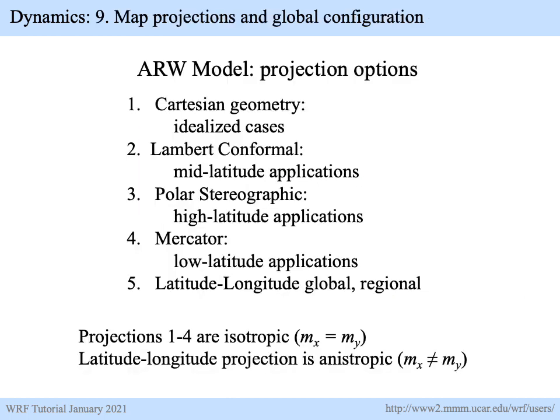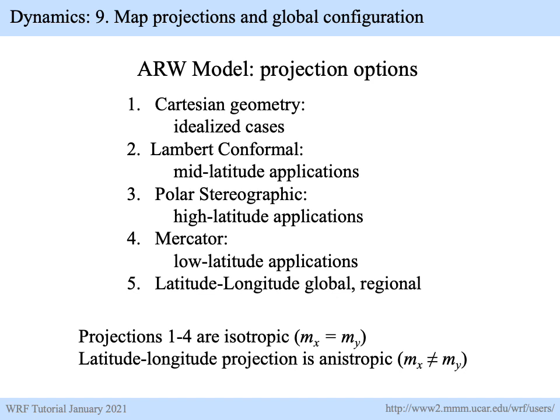There are a number of projection options that you have in the ARW model, and these projections are part of the dynamics, but you've heard about them, or we'll hear about them in other lectures. In the idealized cases, you can use Cartesian boxes, both 2D and 3D. And then when you go to the sphere, you essentially have 4 different projections that are available to you: a Lambert conformal, polar stereographic, Mercator, and you can use a latitude-longitude grid.